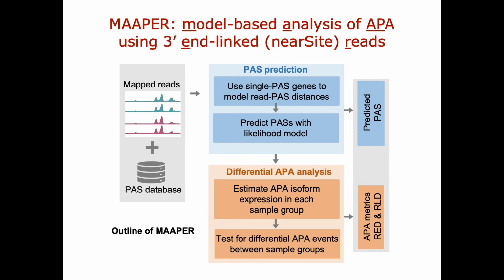This is a diagram showing the major steps of our MAAPER method. It takes the mapped reads from two sample groups and the poly A site database as the input, and it has two stages of modeling. The first stage is to predict poly A site positions using a likelihood model, and the second stage is to perform APA analysis based on statistical testing to evaluate which genes have differential APA events between the sample groups.